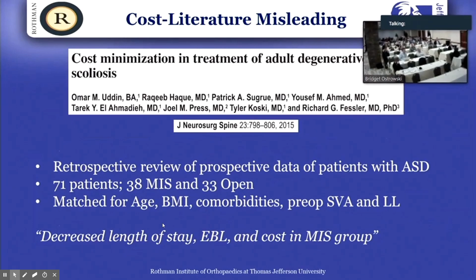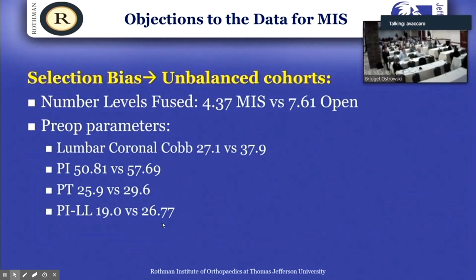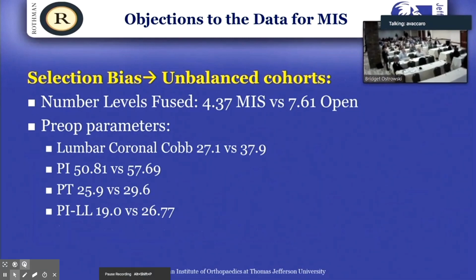The last paper I want to talk about is cost. It costs a lot more money, in my opinion, to do an MIS procedure because you're using more materials. This was a study that came out by Rick, and I think Rick's in the audience. It said, listen, it's cost effective. You have decreased length of stay, EBL, and cost. But if you really look closely, all the variables showed that MIS had fewer days in the hospital, less EBL, and less cost. But if you took them by the number of levels fused, there was so much less in the MIS compared to the open. The parameters were so much better improved in the open.